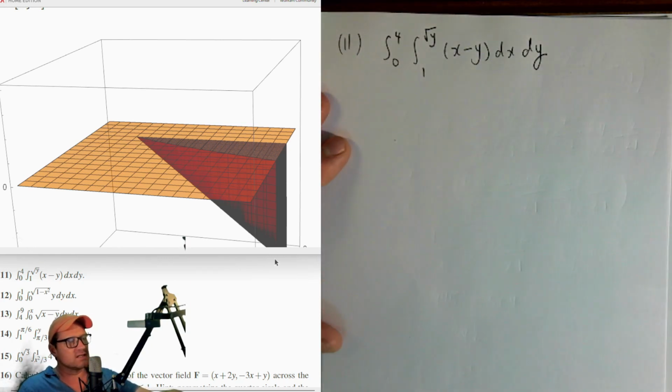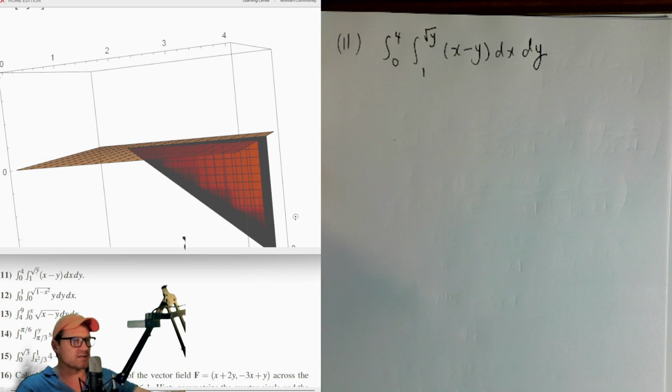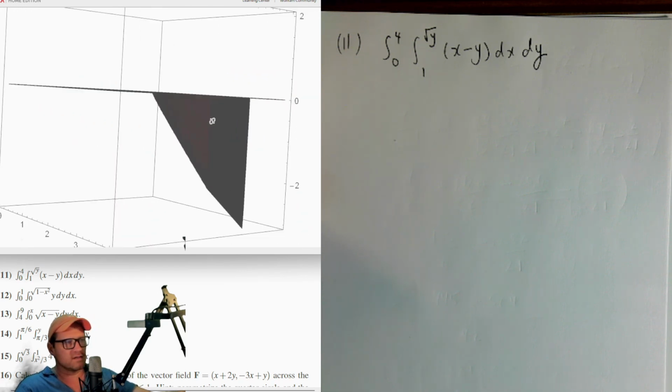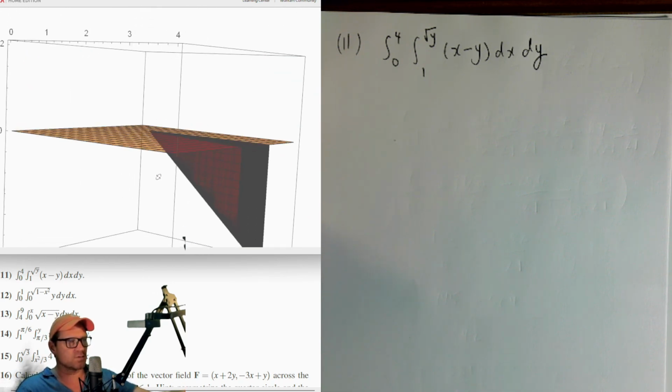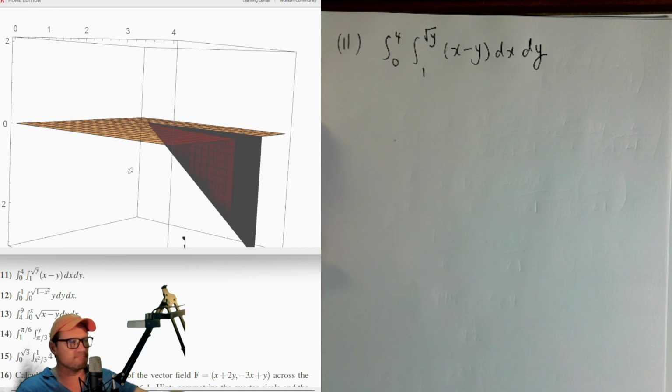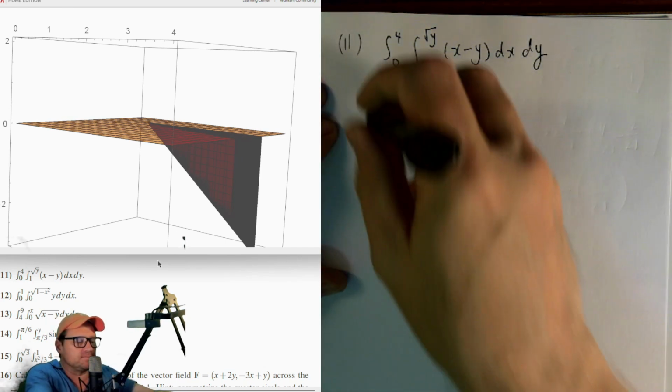Now, I've plotted this region for you together with the plane z equals 0 to show you that it's going to come out negative here. And that just means that this region is below the xy plane. And hence, we're getting a negative volume. All right, so let's go ahead and calculate this.